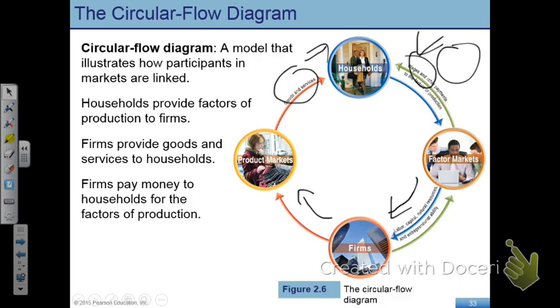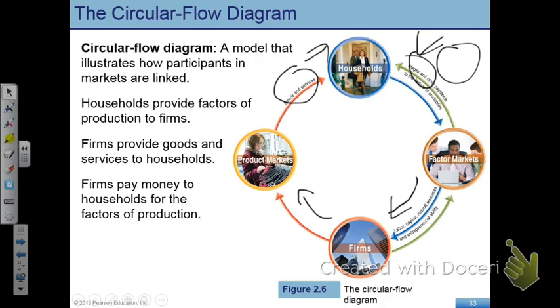Also, a household is going to receive a payment for the natural resources that they are selling to the firm. So any kind of payment for stuff that is being sold in the factor market is denoted by the green arrows, which are coming to the households, and they are coming from our firms. So notice where these payments are being generated. They are generated from the firm and they are going to the households.